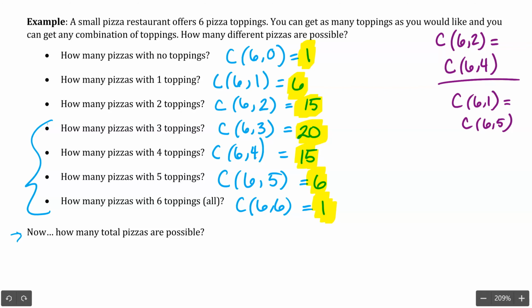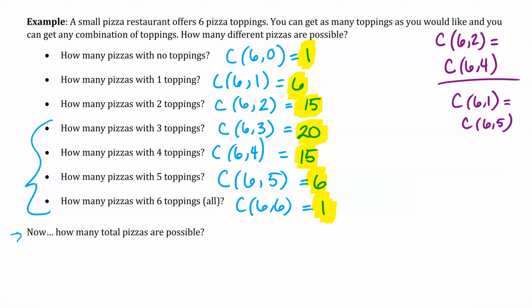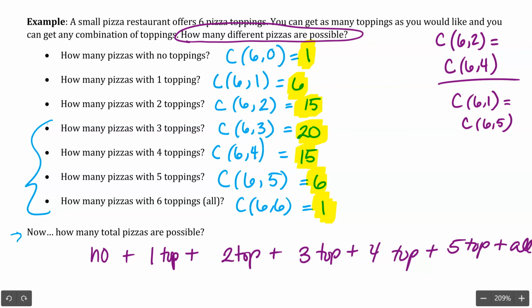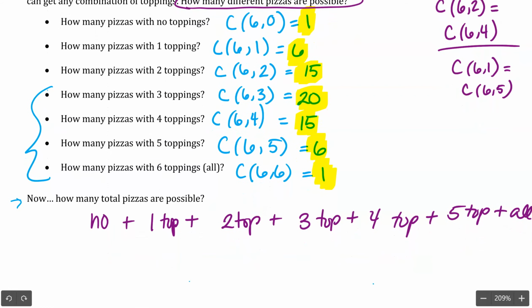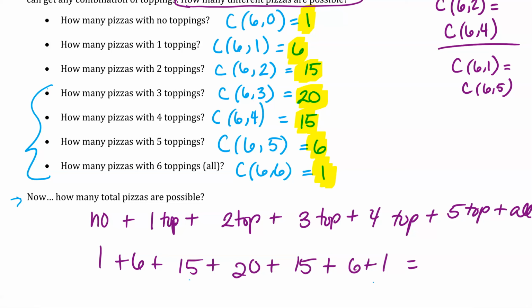Now that we know how many pizzas are possible with each individual number of toppings, our original question was how many different pizzas are possible. So no toppings plus 1 topping plus 2 toppings, 3 toppings. These would be all possible pizzas with all possible toppings, and that's what we just calculated. So let's add those up. We get 1 plus 6 plus 15 plus 20 plus 15 plus 6 plus 1. Go ahead and add that up and you should get 64.